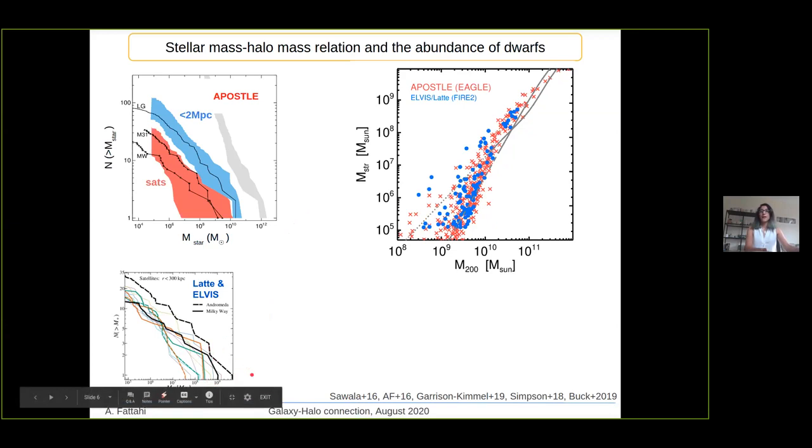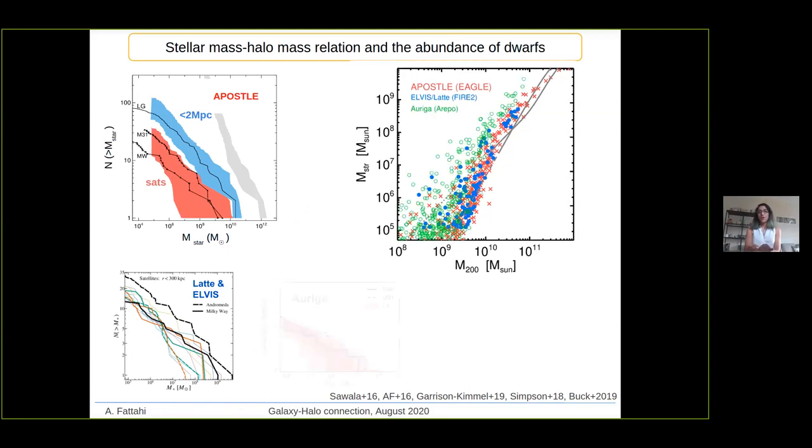This is the panel on the left. And surprisingly, well, surprising to me when I made the plot like last week, they actually look quite similar to what we had in Apostle, at least in terms of the slope of the relation. The other model that I compared with is Eureka.